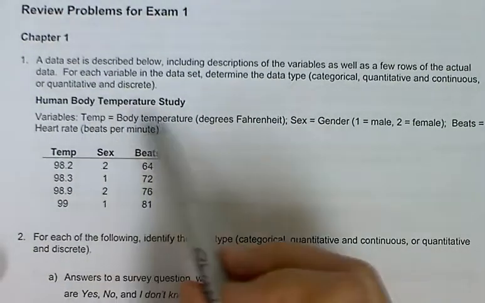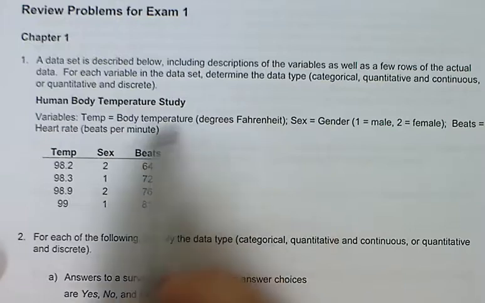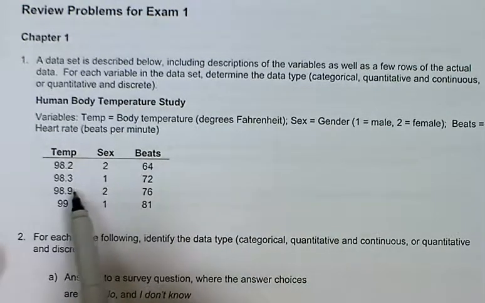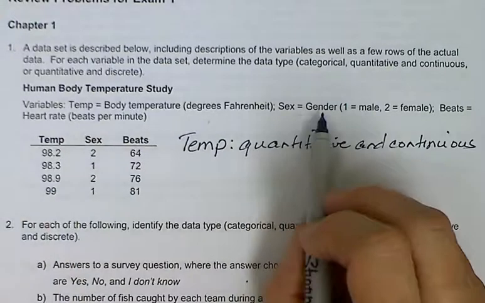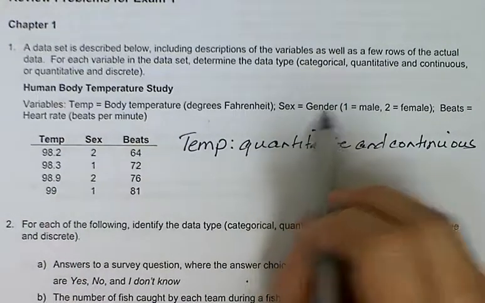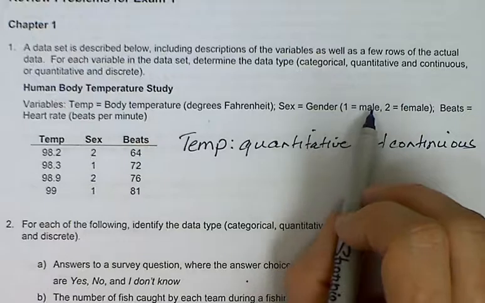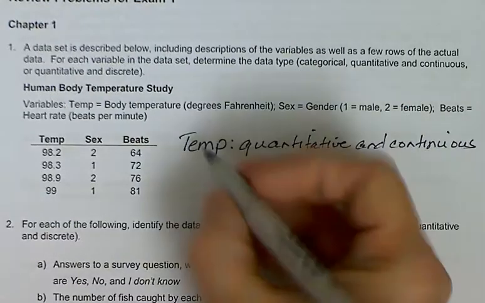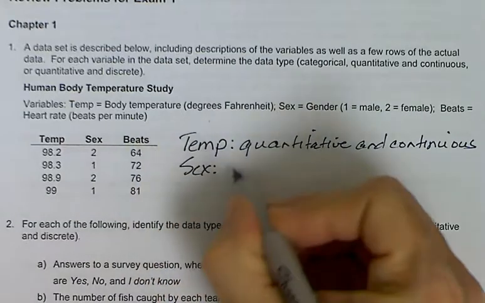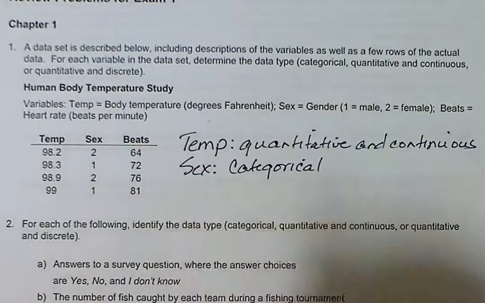For the first one, which is temp, the body temperature is something that would actually be measured. It's going to be quantitative data, and if it's measured, that means it's going to be continuous. The next variable is sex. If we look at the description up here, this does have numbers, but they represent words. So a choice of either male or female. That means that this has to be a categorical variable.